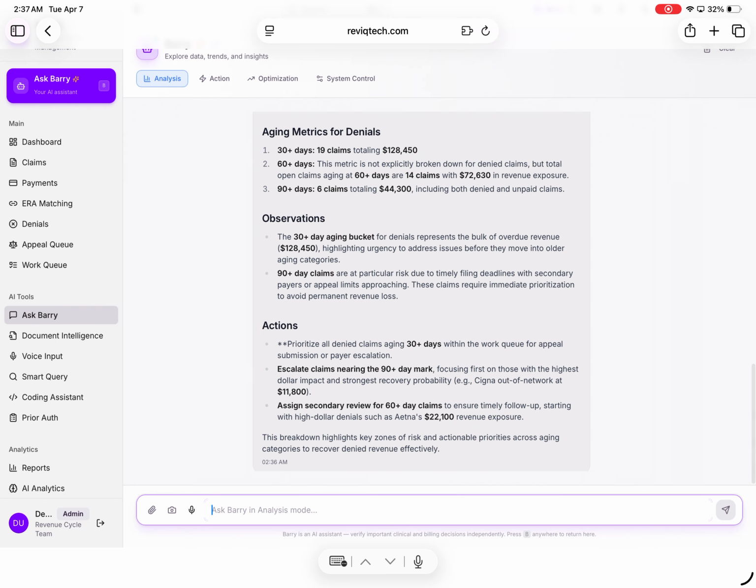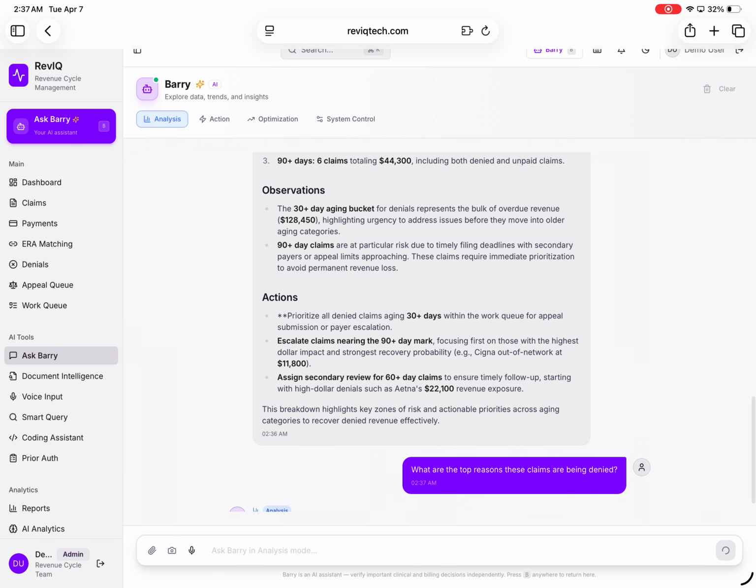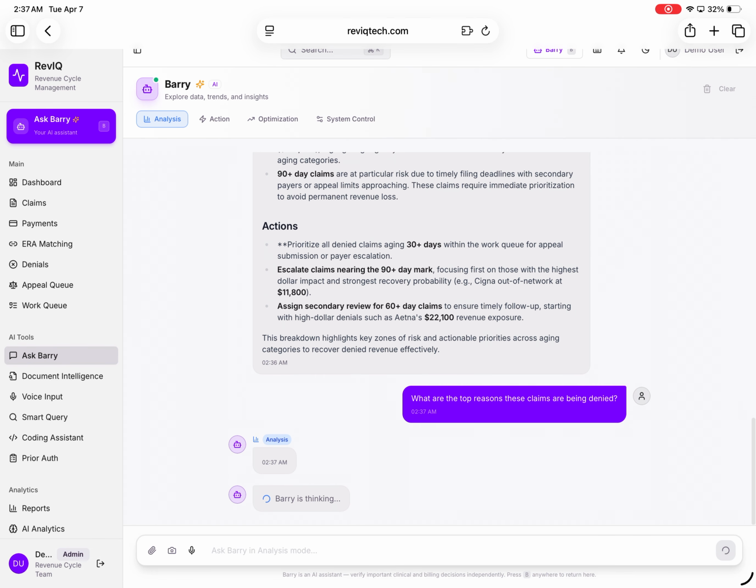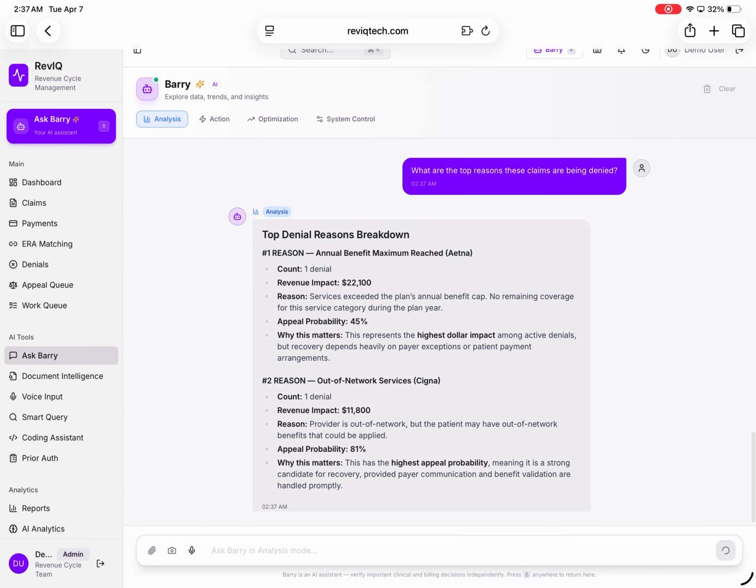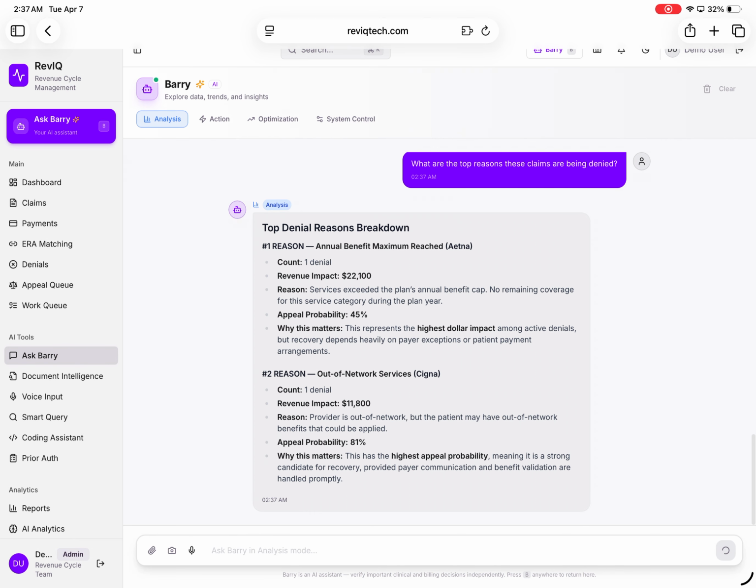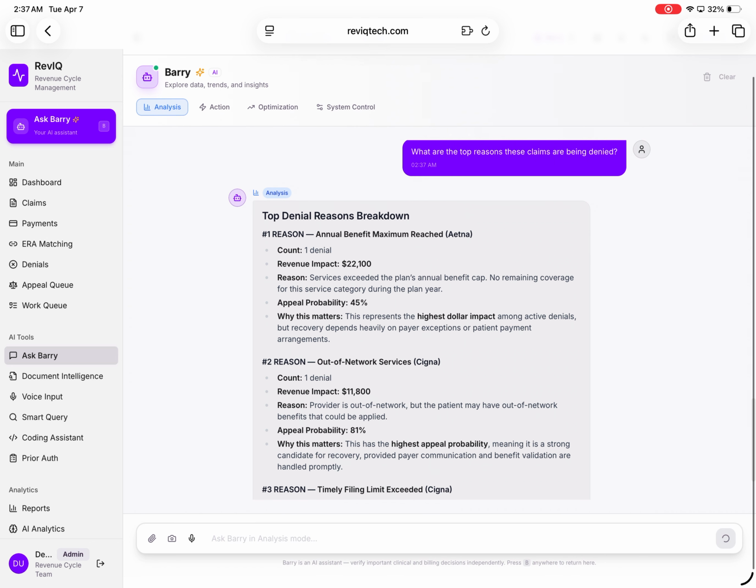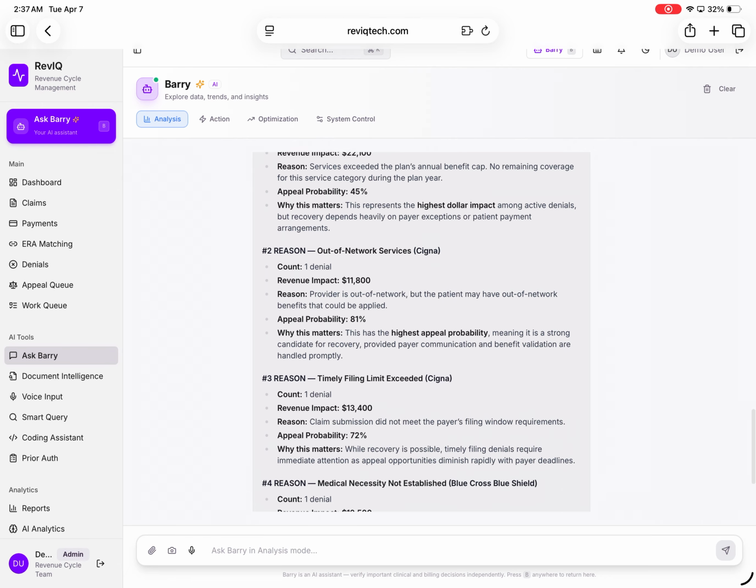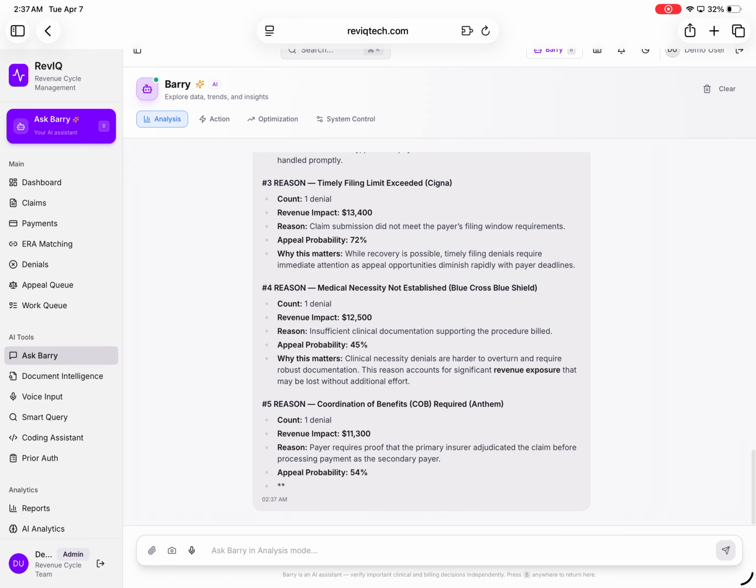What are the top reasons these claims are being denied? Now you start to see patterns. Coverage issues, documentation gaps, and this is important, because if you don't fix the root cause, you don't just lose money once, you keep recreating the same denials over and over again. This isn't answering the question. It's telling us what we missed. So now we understand what's happening and why it's happening. Now let's talk about what to actually do.